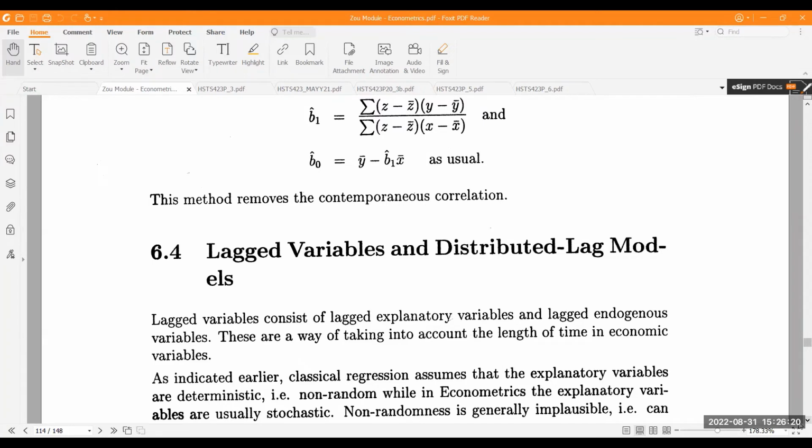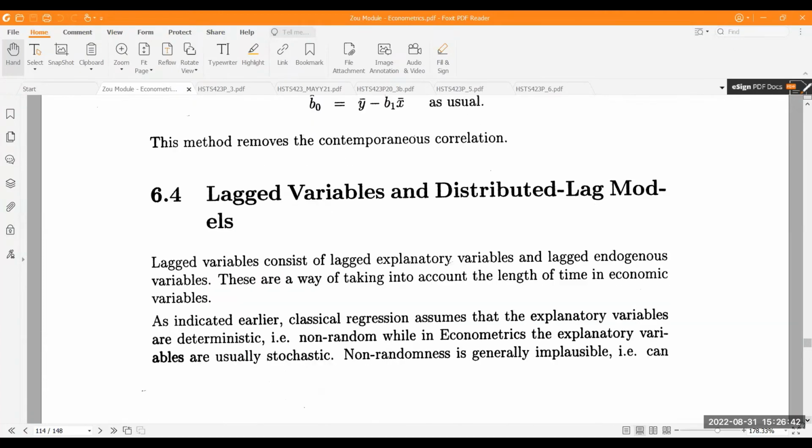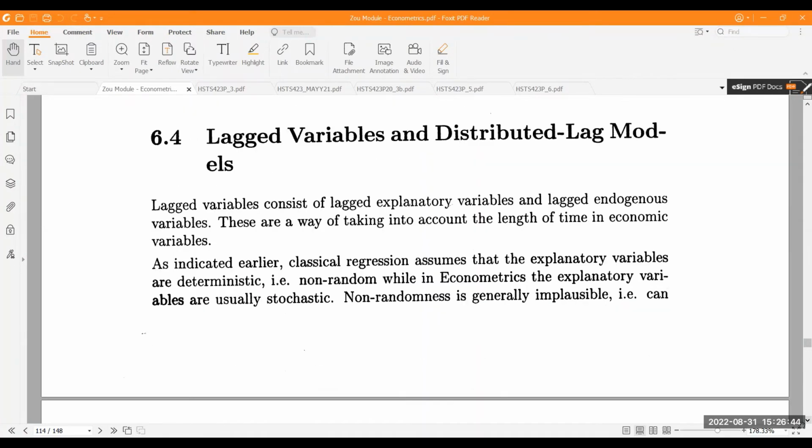Z. But now, the expected value of XU is not equal to zero, but the expected value of ZU is equal to zero. So we can now use what? Ordinary least squares to come up with the solution with beta 1 hat and beta naught hat. Okay. So another question which can easily come is: describe contemporaneous correlation.